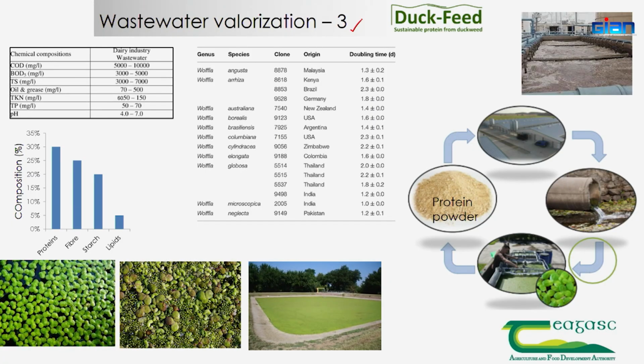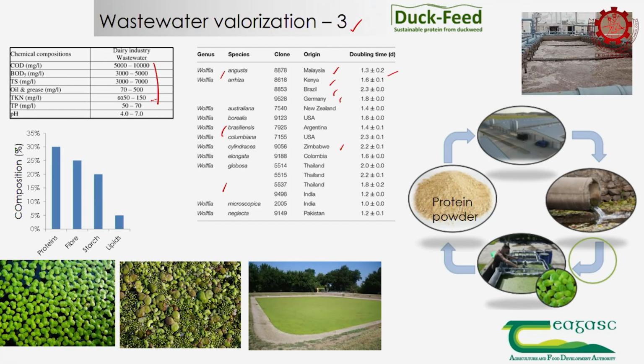It looks so rosy, you know, to draw the process on paper. When you start doing it, then the problems start, yeah. So, this is one of the projects called duck feed. That means how we use the wastewater from different sectors to produce duckweed. And if you see different species, Wolfia, yeah, origin, which country? That means doubling time 1.3. That means if today the biomass is 10 grams, in 1.3 days the biomass will become 20 grams, yeah.